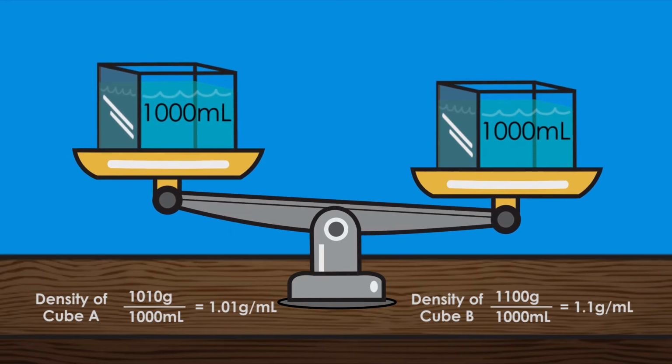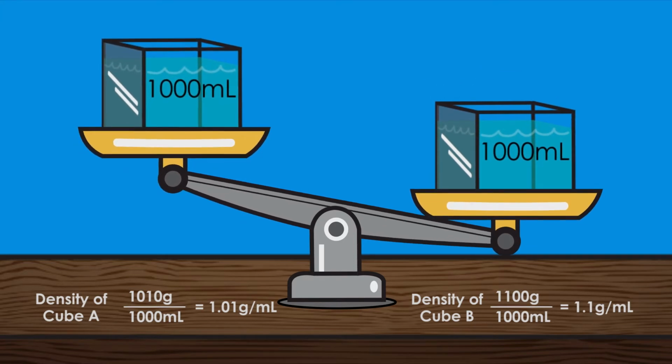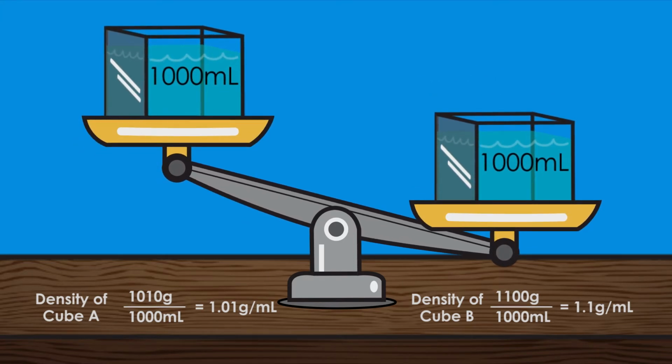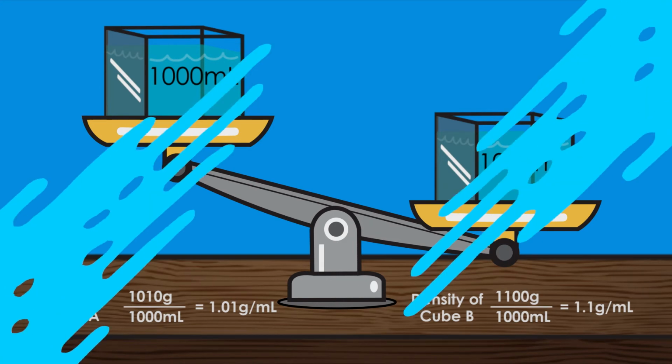As you can see, although both cubes are still taking up the same amount of space, one cube has more mass inside of it, which means it's more dense. We measure density by using a scientific tool called a scale. You can see on this scale that the cube that has more sugar inside is heavier.